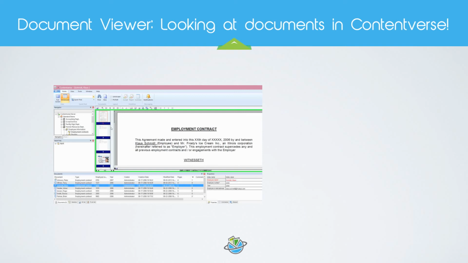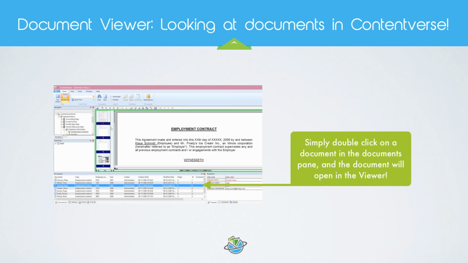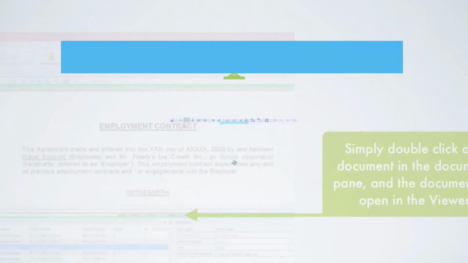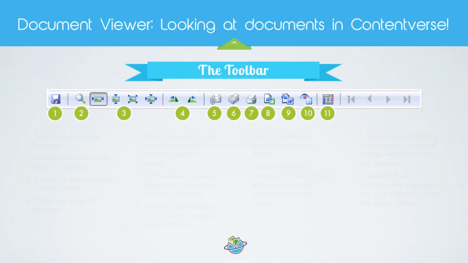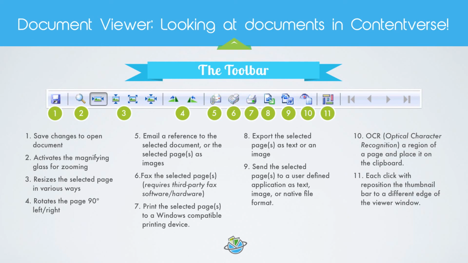The Document Viewer is where open documents are displayed. Double-click on a document in the Documents pane and the document appears in Contentverse's Versatile Viewer. The Viewer toolbar has multiple features that will make your viewing experience enjoyable, such as the ability to resize width and length and rotate the page. Options to export, including email and print, just add to the value.